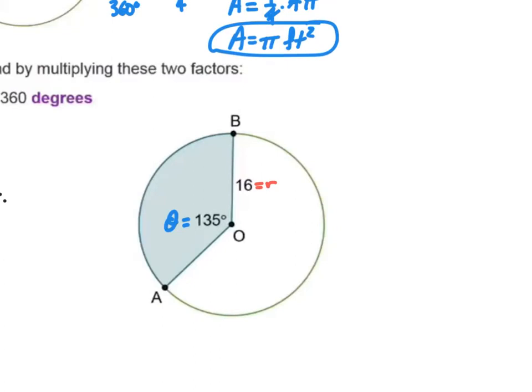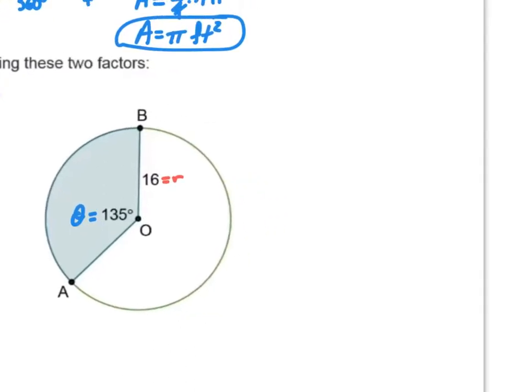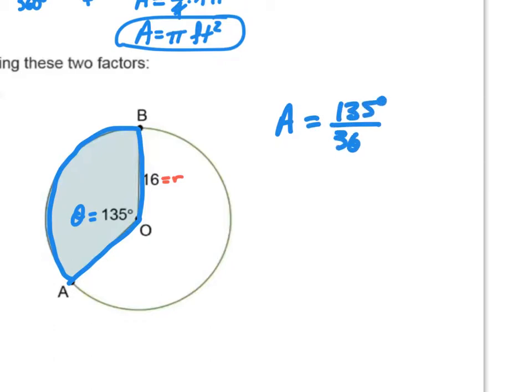All right, so in order to find the area of my pizza slice, and this would be a pretty big pizza slice, and Lord knows I love pizza, I would say that my area would be equal to 135 degrees divided by 360 degrees, and then I would multiply that by the entire area, which would be pi times 16 squared.